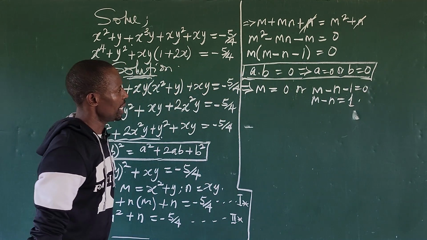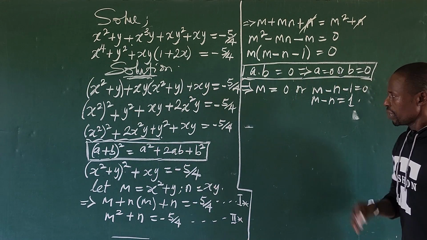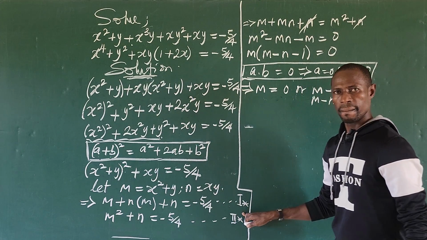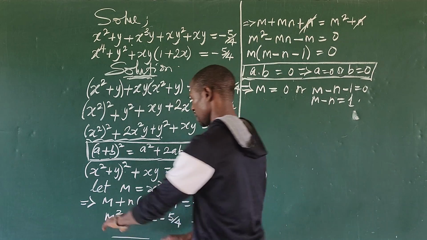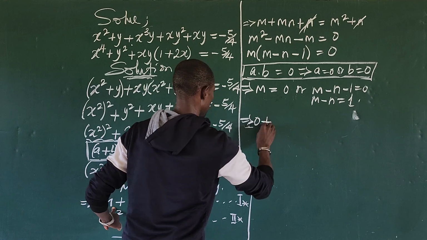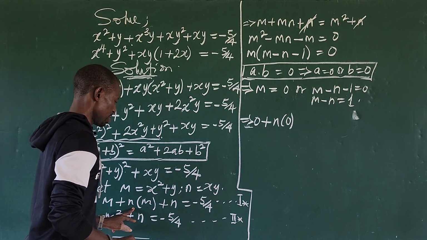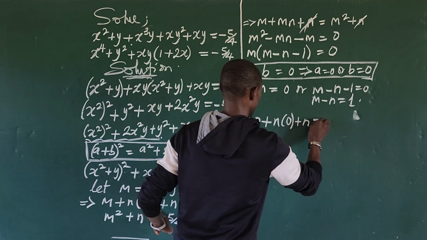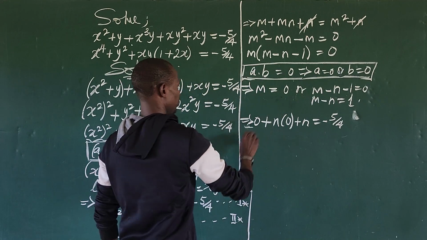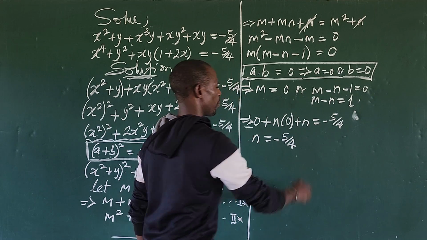Okay, so let's take the first case scenario here. Look at this, m is equal to 0. All we need to do is to put this value of m equal to 0 into equation 1 star. Look at that equation 1 star. If we put that here, this is going to give us 0 plus, here it's still going to give us 0 too, because we're going to have n times 0, there plus our n, this is equal to minus 5 all over 4. Okay, so therefore, we now have n is equal to minus 5 all over 4.